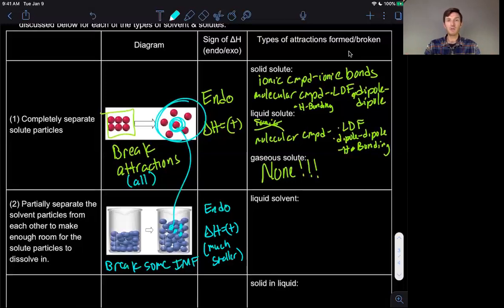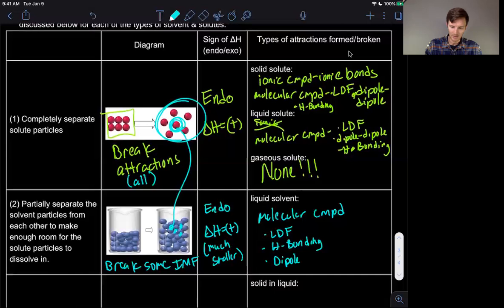And now if we have a liquid solvent here, we're going to focus on our liquids being a solvent instead of a solid or gas being our solvent. So we have a liquid solvent. Again, we have the ability to have a molecular compound, and that molecular compound could be polar or nonpolar or have the ability to undergo hydrogen bonding. So we may have to break some London dispersion force attractions, some hydrogen bonding intermolecular force attractions, or some dipole-dipole attractions.